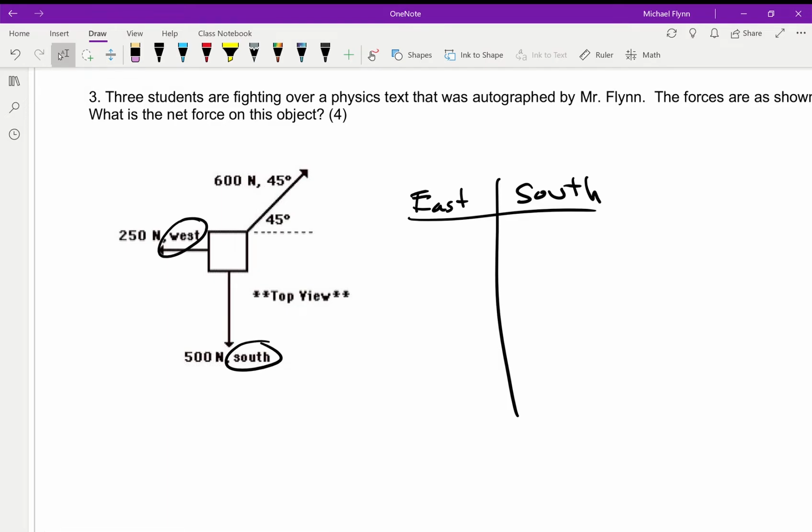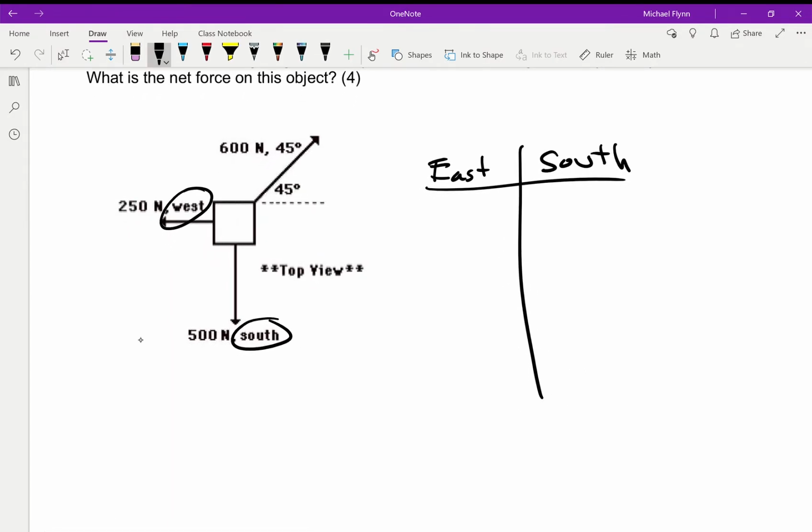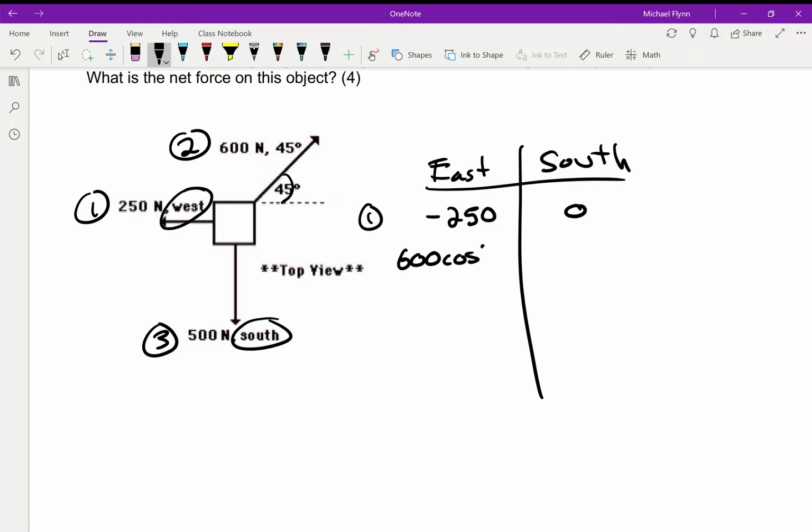Okay. All right, so I'm going to break down my vectors one at a time. I'm going to start with this one. I'm going to go clockwise, starting with number 1 there. So vector number 1 is 250 west, so I'm going to write negative 250, 0. Okay. Vector number 2, this is 45 degrees north of east, so I'm going to write 600 cos 45. That's this component here, right? And then this component here is 600 sine 45, and I pick south as positive. That one's north, so I'm going to make it negative. All right, that's vector number 2.